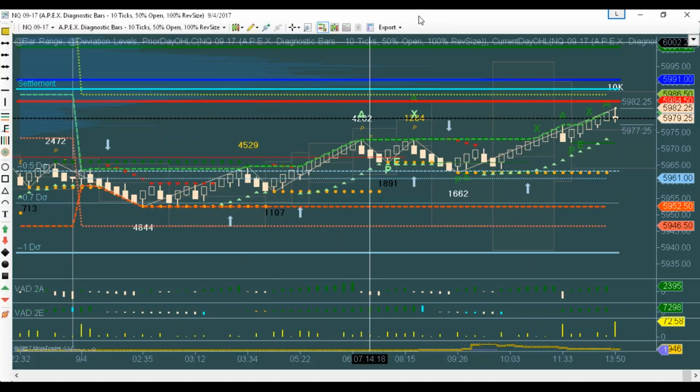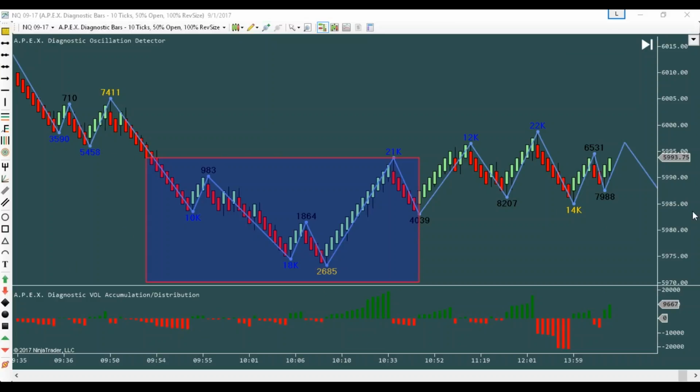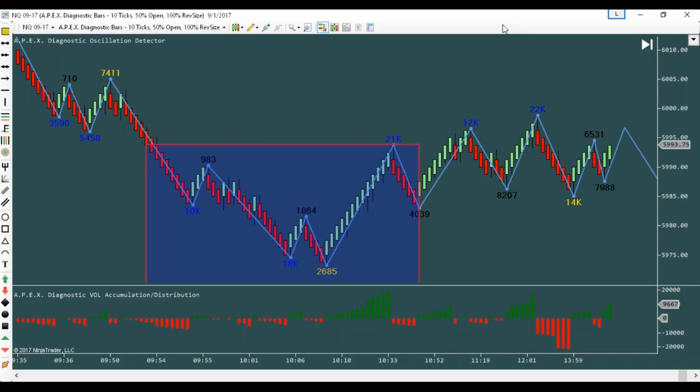Yep, John, the NT8 toolkit is being worked on and is in the pipeline. Our full staff programmers are hard at work on it. So that is the oscillator in a nutshell.